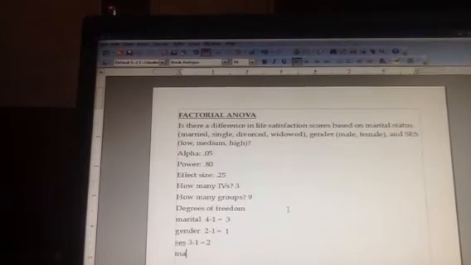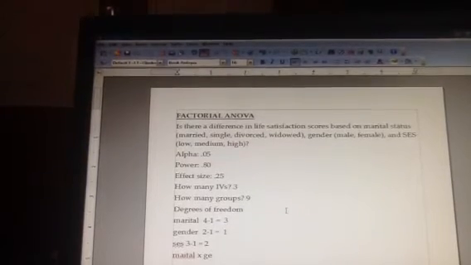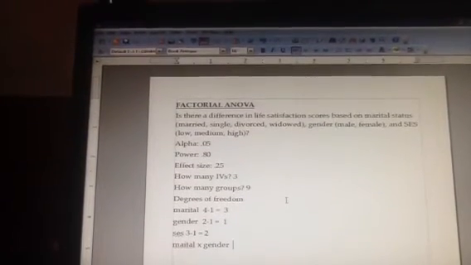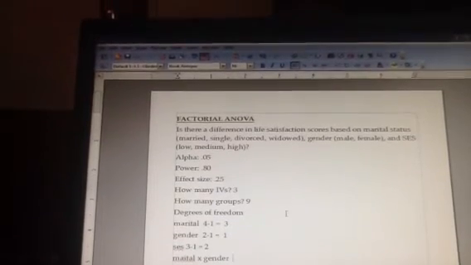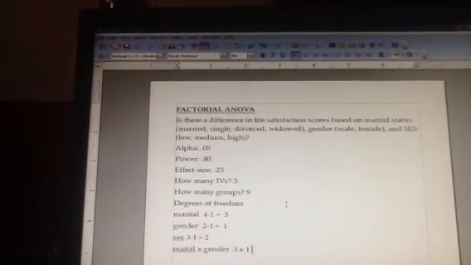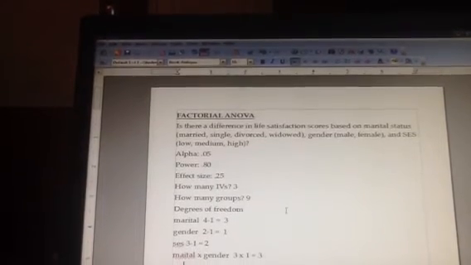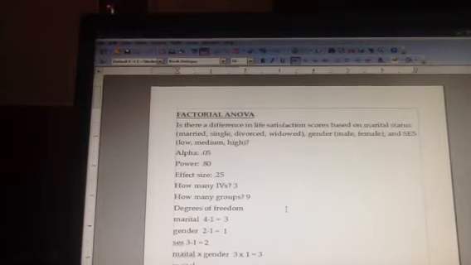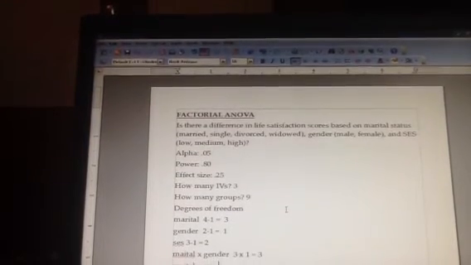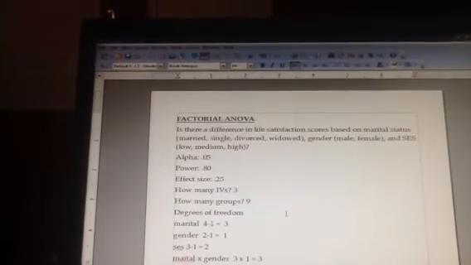So we have marital by gender. And here what you do is you multiply the degrees of freedom for marital status and gender, which would be 3 times 1, and that is 3. And then we do marital status by SES. And here we have marital status, which is 3 degrees of freedom, times SES, which is 2 degrees of freedom, and so that is 6.